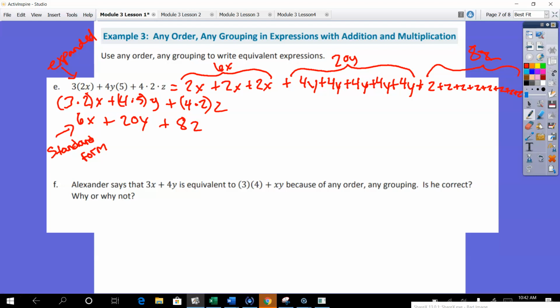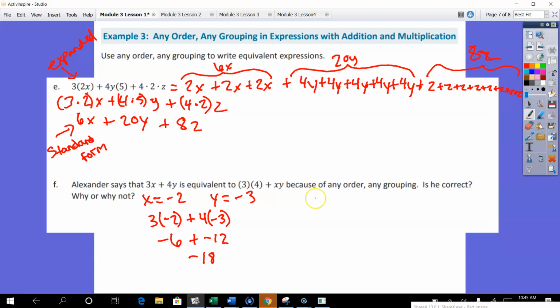Okay, Alexander says that 3x plus 4y is equivalent to 3 times 4 plus x times y because of any order, any grouping. Is he correct? Why or why not? Okay, so we're going to do x is equal to negative 2 and y is equal to negative 3 to see. So if I plugged in those numbers, 3x, so instead of x, I'm going to put in negative 2, plus 4, instead of y, I'm going to put in negative 3. So 3 times a negative 2 is a negative 6, plus 4 times a negative 3 is a negative 12. Negative 6 plus a negative 12 is a negative 18.